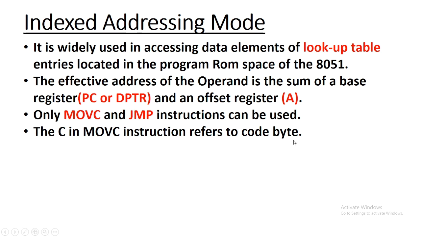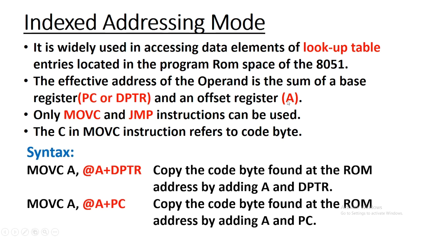In the MOVC instruction, C refers to the code byte, when you are fetching data from external memory. If you look at the syntax here, MOVC A comma @A plus DPTR. So @A plus DPTR is nothing but the address which is formed by adding the content of the accumulator and DPTR. The content of the accumulator is 8-bit and the content of DPTR is 16-bit. By adding these two, we get one 16-bit address, and from that address, data is copied into the accumulator.